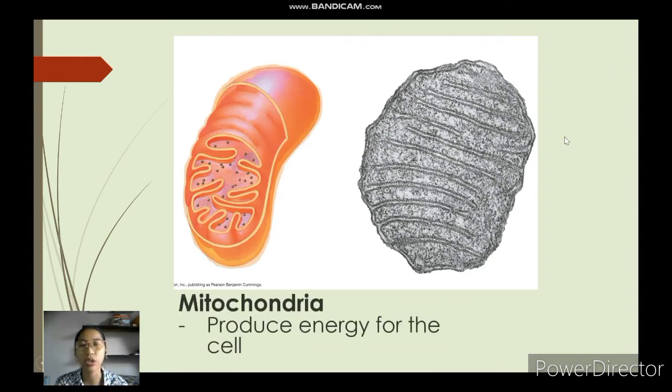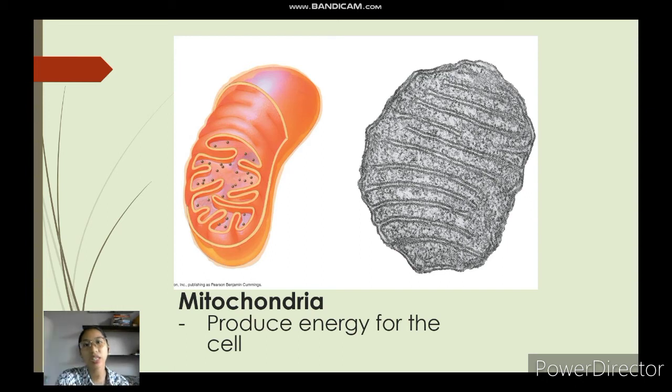Next is the mitochondria. In elementary discussion, this is the powerhouse of the cell because it produces energy for the cell. Your cell needs energy to move. The organelles need to move, and your cell itself needs to move. Therefore, it needs energy. And who produces energy? This is the mitochondria. We're going to discuss how later on in our lessons.